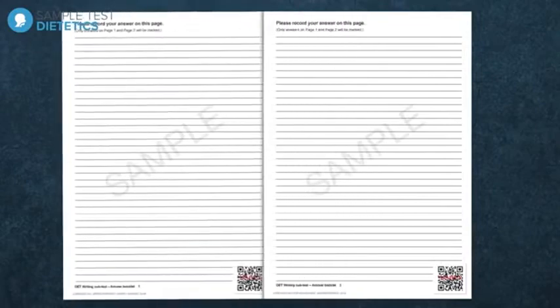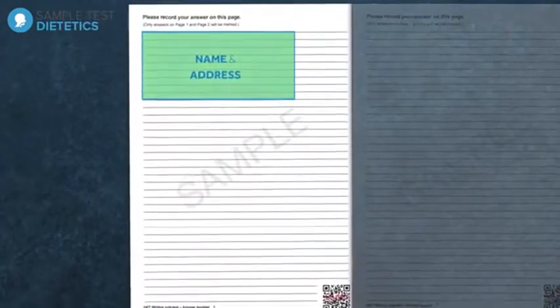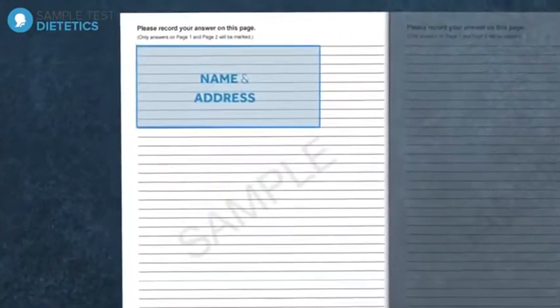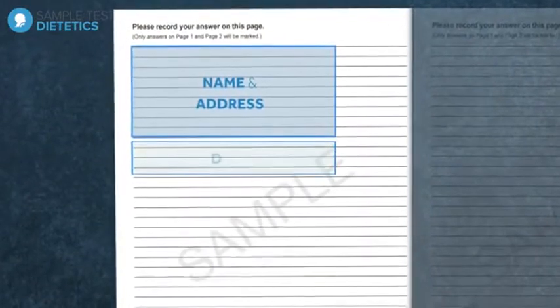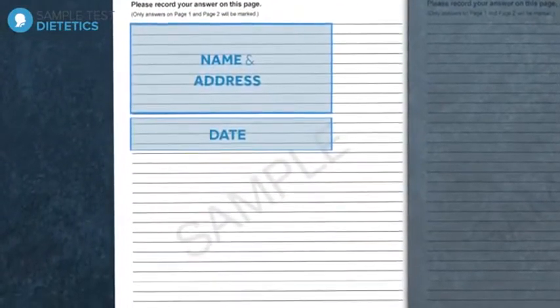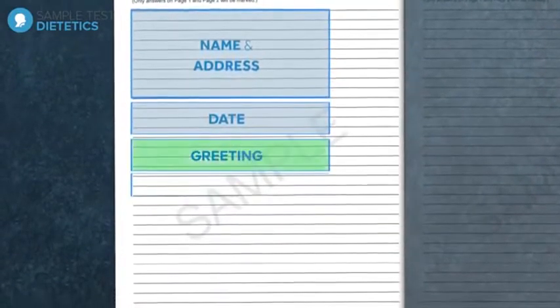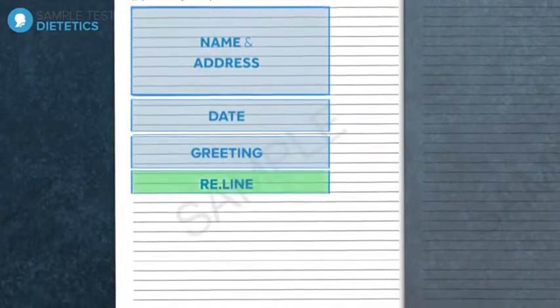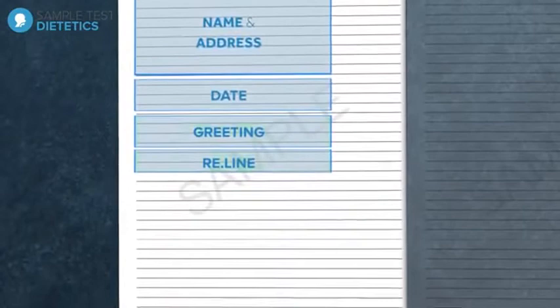Opening my answer booklet, I'm going to start with the reader's name and the address, which I can copy directly from the writing task. Underneath this, I will add the date, which is today in the case notes, 30th of August 2019. Next comes my greeting, Dear Dr. Green, followed by the RE line. But remember, the order of the greeting and the RE line can be reversed if you prefer.